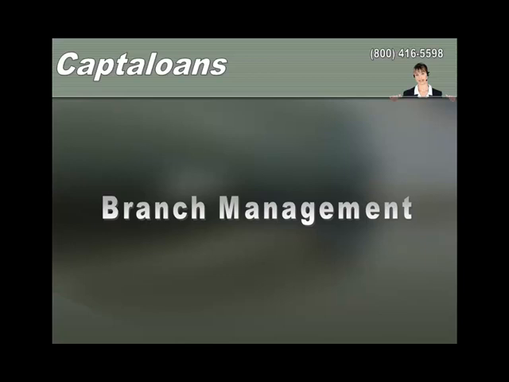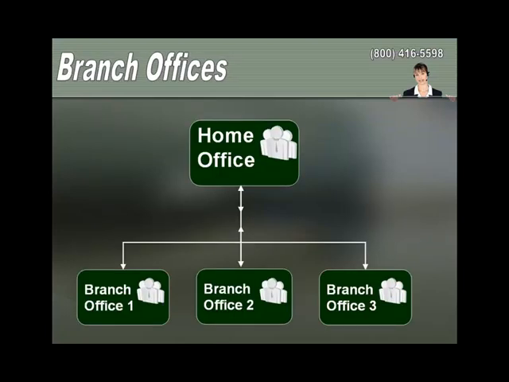We're now going to talk about branch management. Captaloans gives you the ability to create sub-branches or child branches under your main office. So a few scenarios where that may be of use. Let's say you're a loan modification company, your business is growing and you're creating satellite offices. You could set up each satellite office as a branch.